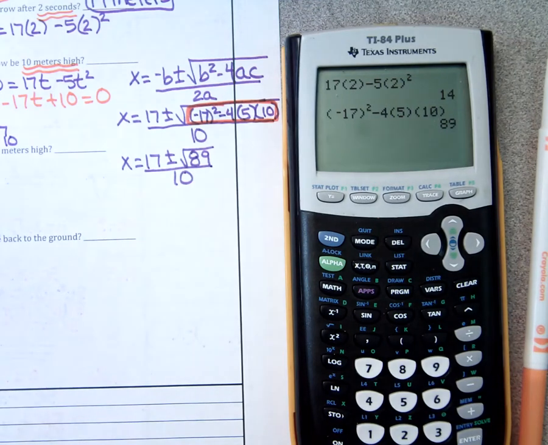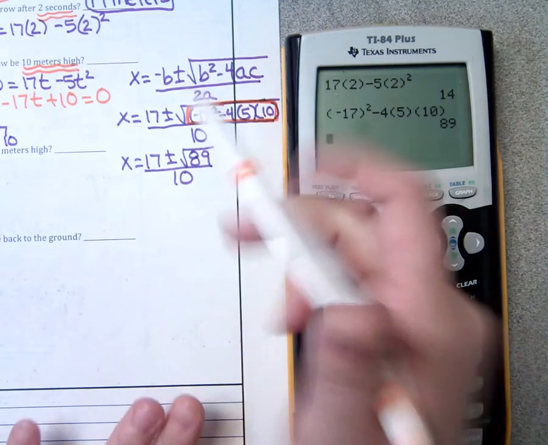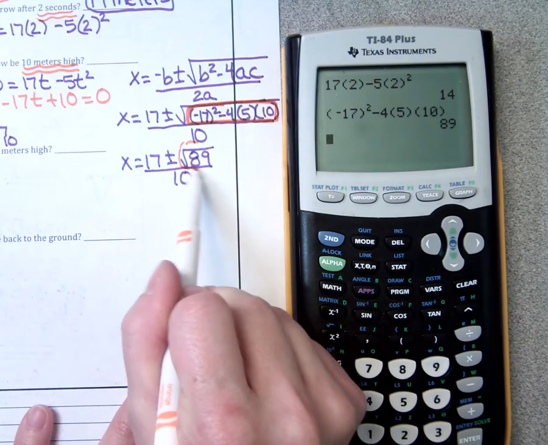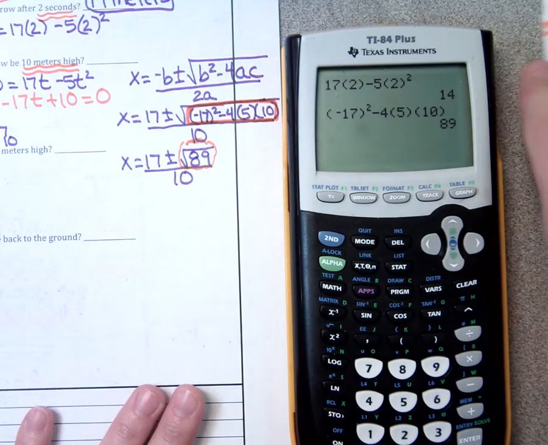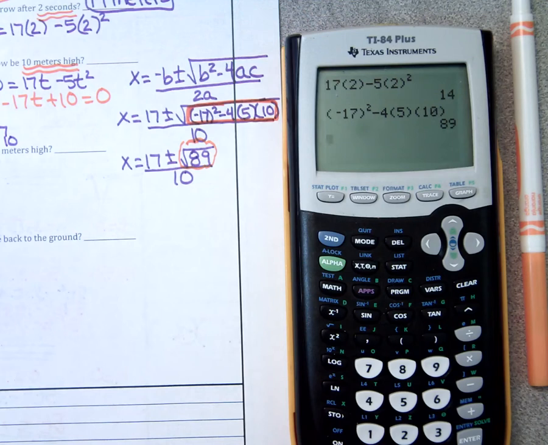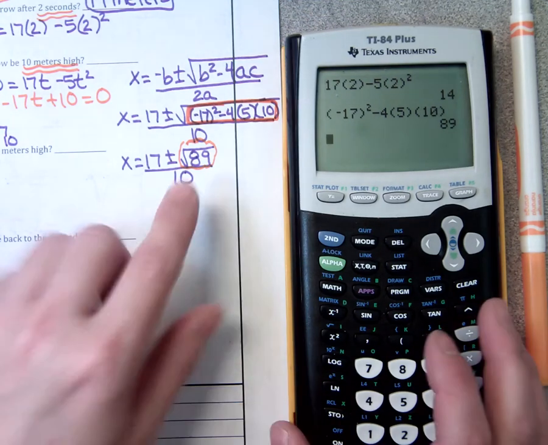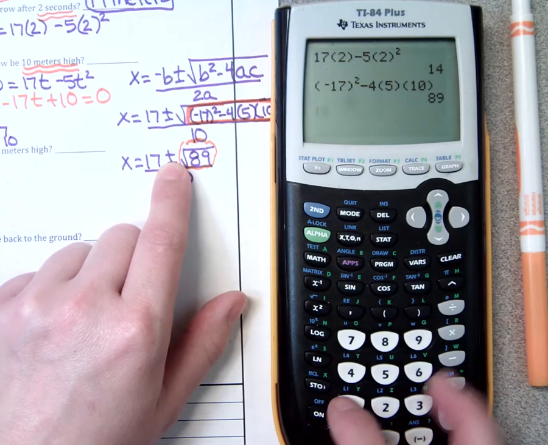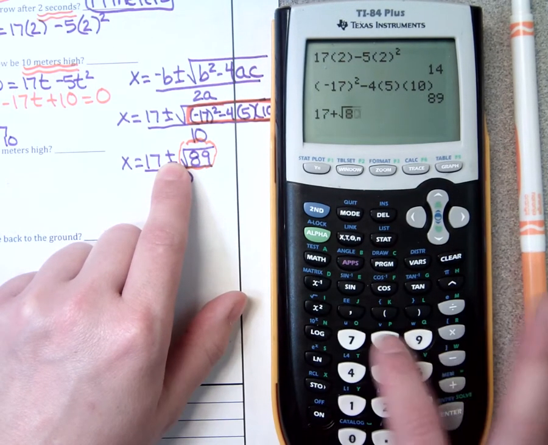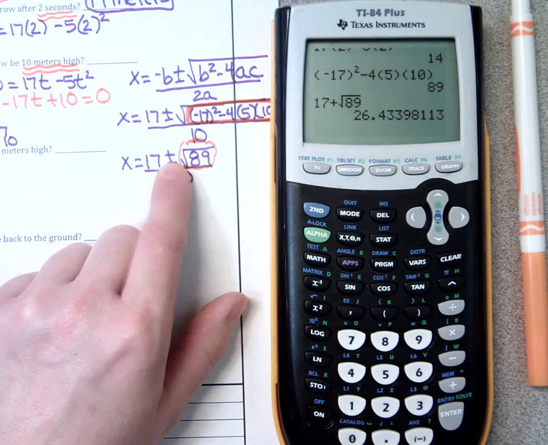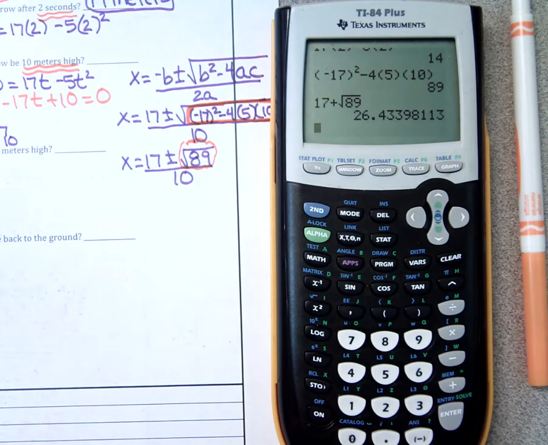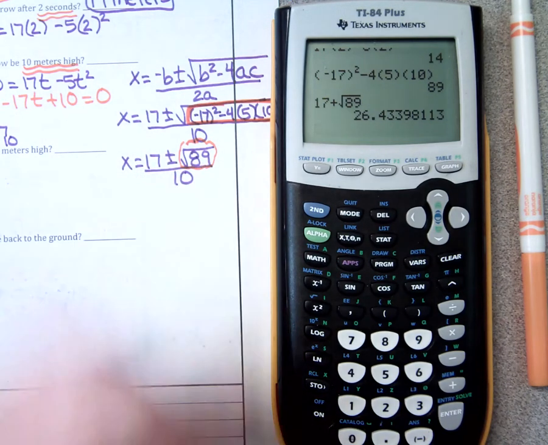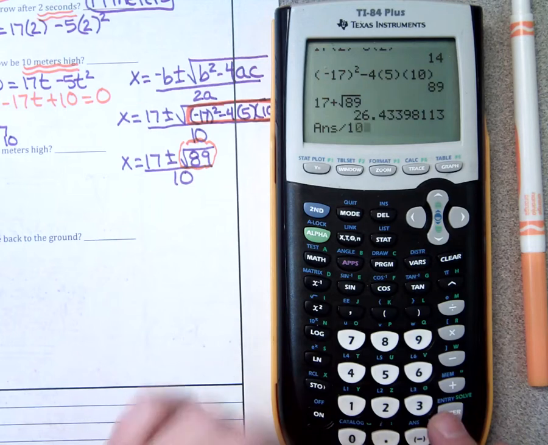After I figure that out, the next thing I want to do is see if I can take the square root of 89 and get something pretty. Can I take the square root of 89 and get something pretty? No. So I'm going to make the calculator give me my decimals. First I'm going to put in the plus. 17 plus square root of 89, then don't forget, divide by 10.